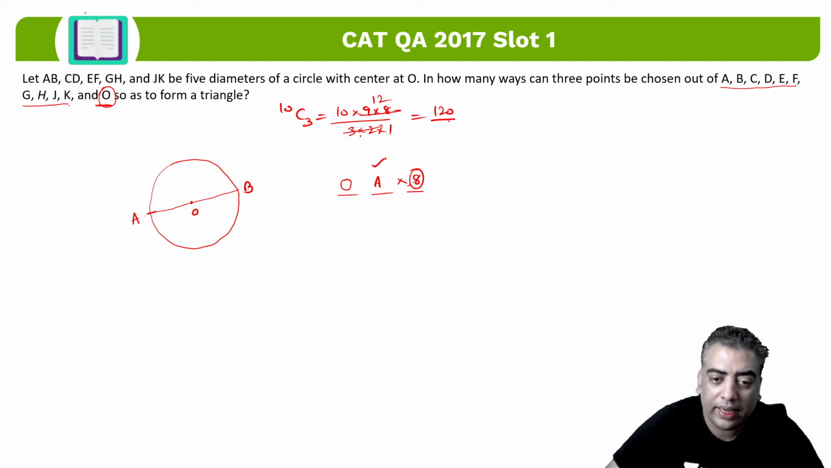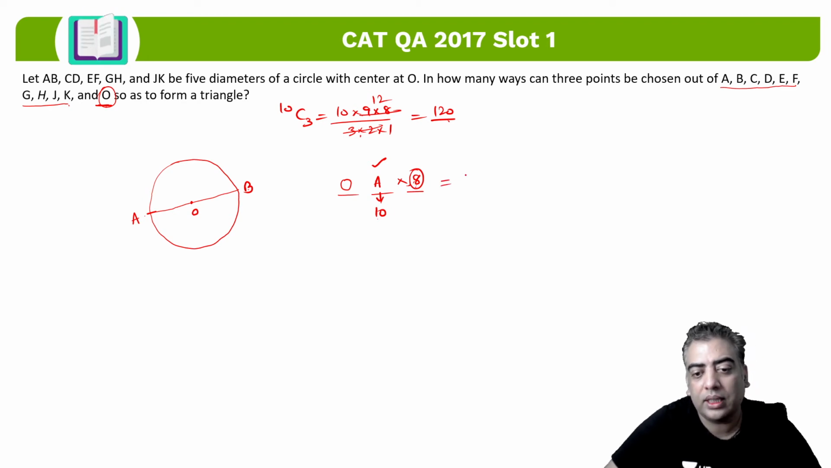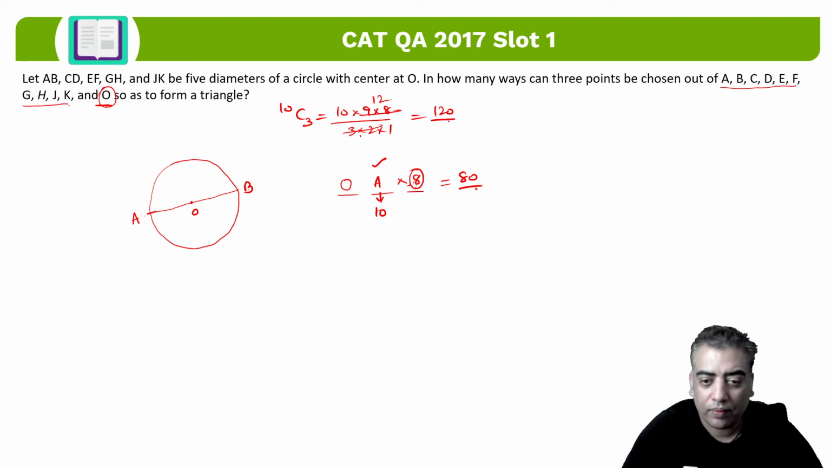So instead of A, I can have B, C, D, E, F, G, H, I, J or K, right? Which gives me a total of 10 values possible at this position. 8 values will correspond to each position, which gives us a total of 80 values.